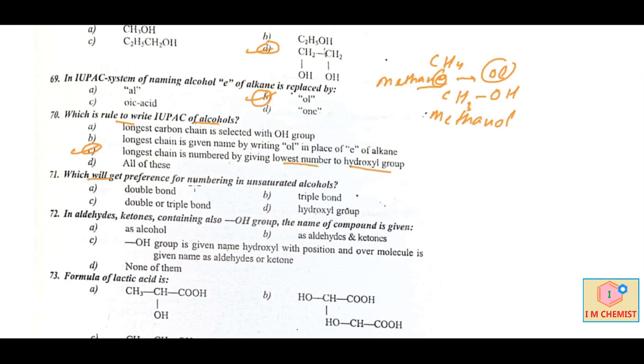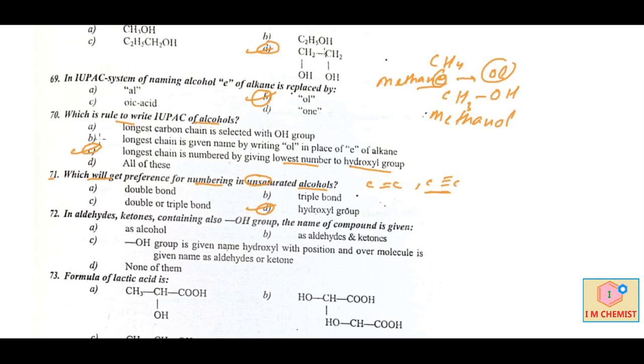MCQ number 71, which will get preference for numbering in unsaturated alcohol? While writing the name of unsaturated alcohol, unsaturated means having carbon-carbon double bond or carbon-carbon triple bond. These are known as unsaturated alcohols. So in case of unsaturated alcohol, you have to give the preference to the hydroxyl group. So option number D would be correct.